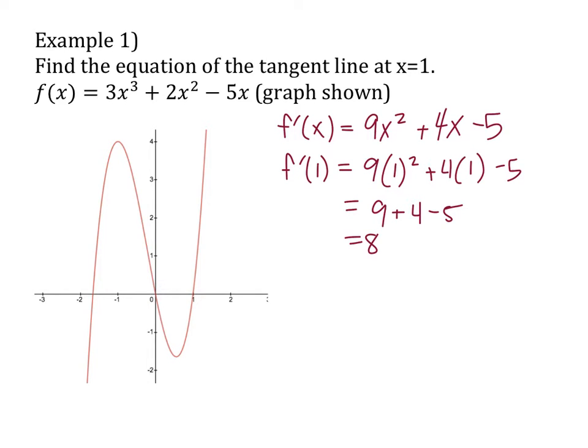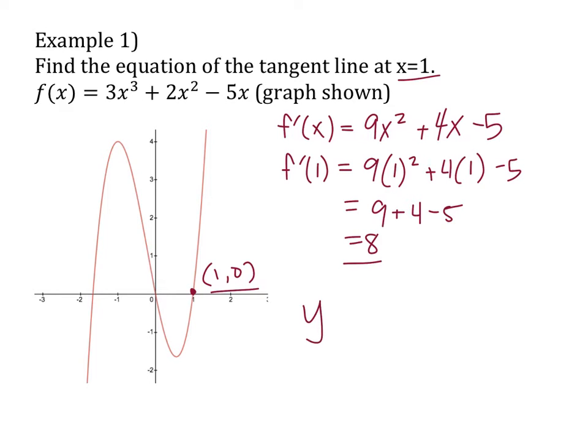Now all I need to find is a point, and since I know x is equal to 1 and I have a graph, all I want to do is find the appropriate y value at 1. So it's going to touch the curve when x is equal to 1, so the y value is going to be 0. So we have this point right here, (1, 0). So we have a point and we have a slope.